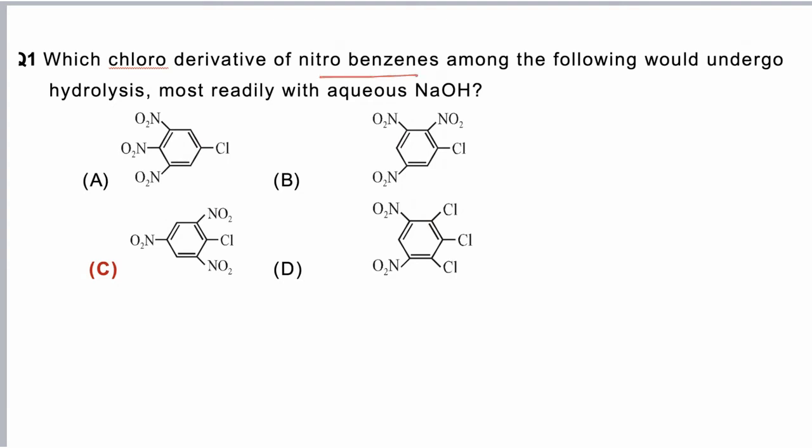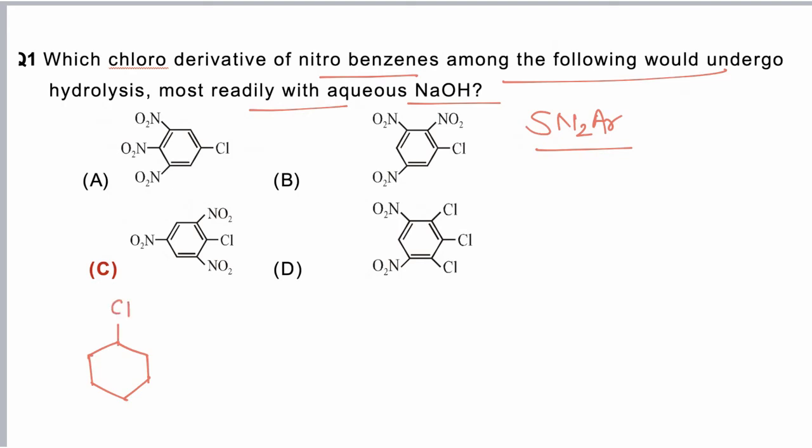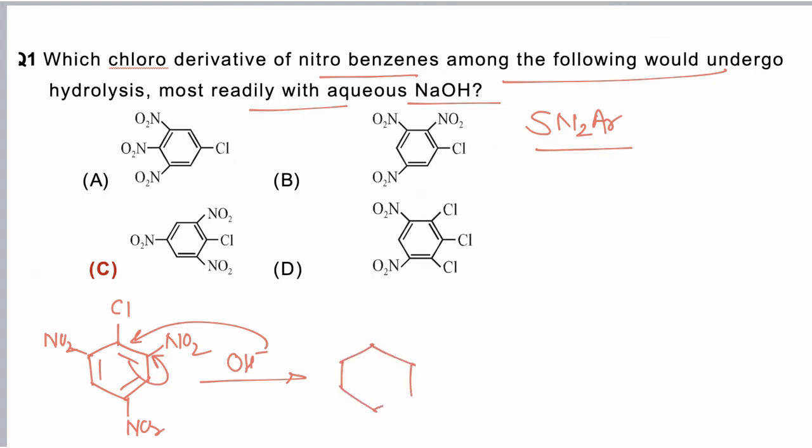Which chloroderivative of nitrobenzene among the following would undergo hydrolysis most readily with aqueous NaOH? Now this is a case of SNAr mechanism, and the rate of reaction depends on the stability of the Meisenheimer complex carbanion formed. If we consider the mechanism, Cl is attached and at ortho and para positions nitro groups are attached. When the nucleophile attacks the polar carbon-chlorine bond, the pi bond is shifted to the adjacent carbon from which NO2 is attached.